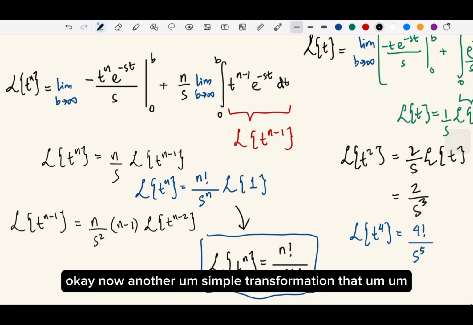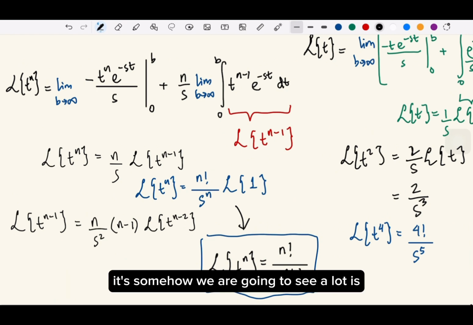Okay, now another simple transformation that we are going to see a lot is the trigonometric transformation.